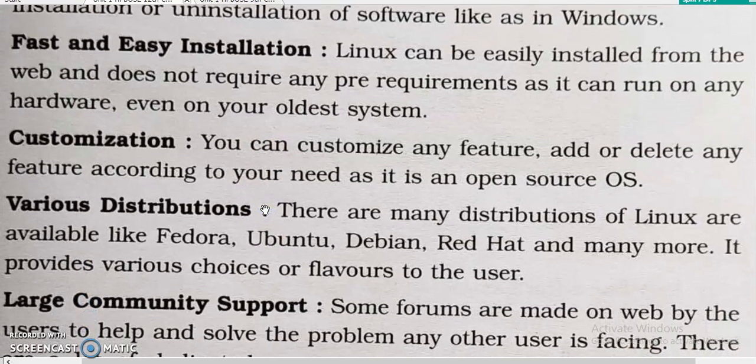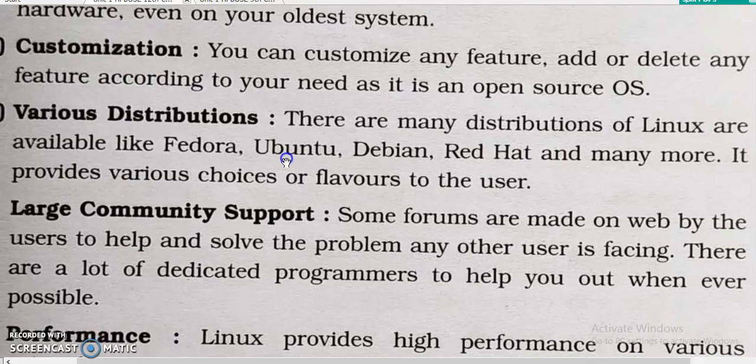Customization means we can make our own changes to an operating system. You can customize any feature, add or delete any feature according to your need, as it is an open source operating system. As already told, it is an open source operating system, and it is not compulsory to download all the features of a system. Whatever you need as per your requirement, you can install that software into your system, and the rest you can uninstall. Then, various distributions. There are many distributions of Linux available, like Fedora, Ubuntu, Debian, Red Hat, and many more.